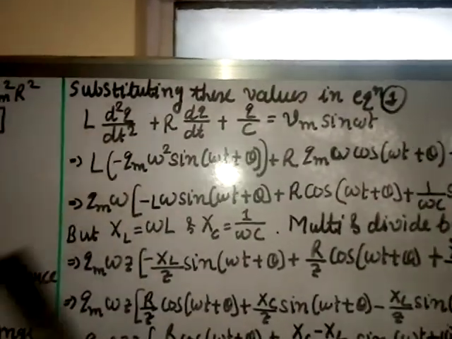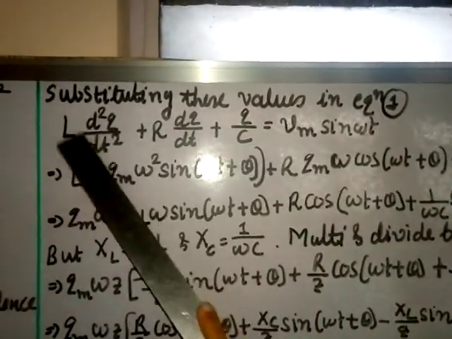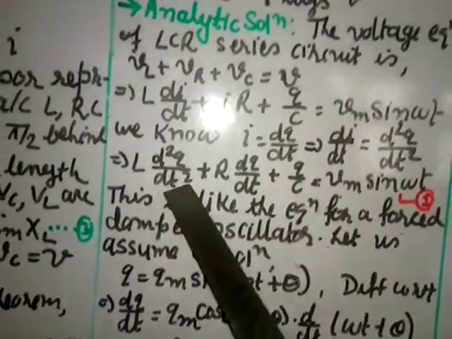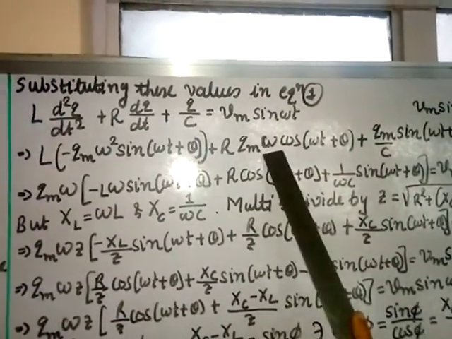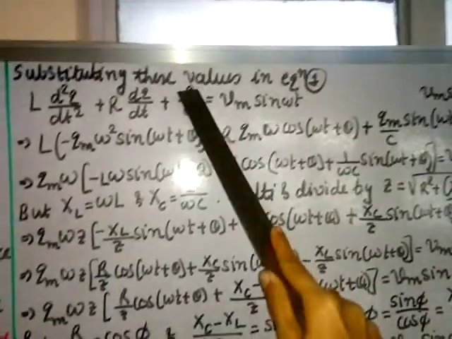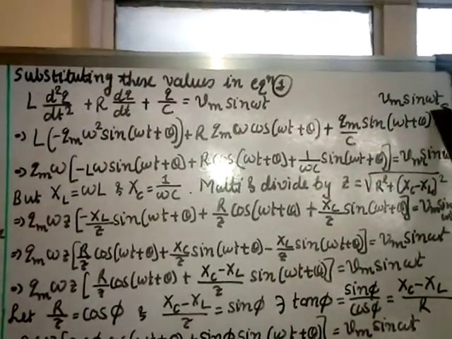Now we'll put all these values in equation number 1. Substituting, L d square q by dt square plus R dq by dt plus q by c equals Vm sin omega t. Instead of d square q by dt square, put minus qm omega square sin(omega t plus theta). Plus R times qm omega cos(omega t plus theta), which is dq by dt. Plus instead of q, qm sin(omega t plus theta) divided by c, equal to Vm sin omega t.